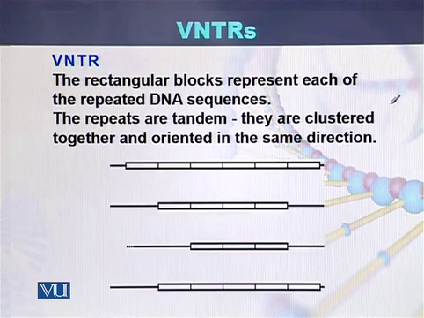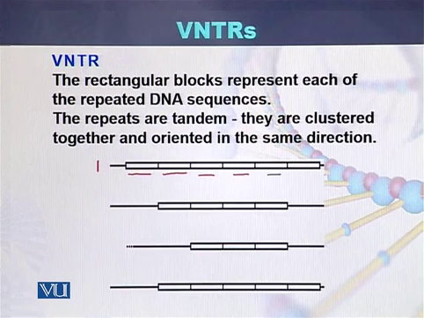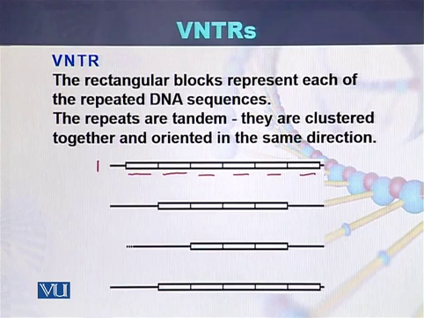Each block represents a repeated DNA sequence. We can say that in this individual, individual 1, these blocks represent a sequence of DNA, and the same sequence of DNA is repeated a third time, fourth time, fifth time and sixth time. So you will say that in individual 1 there are 6 repeated regions of VNTR. They are clustered together and oriented in the same direction.